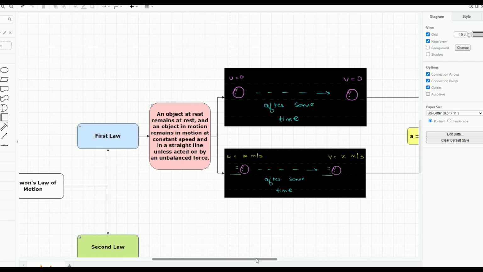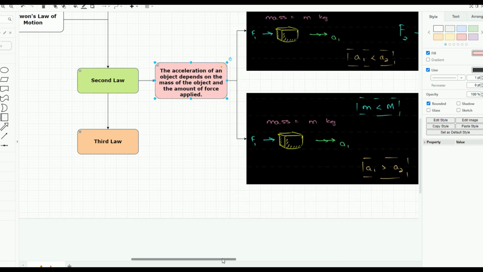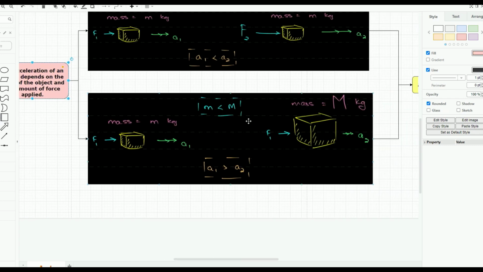Okay, so the first law talks about when there is no force, the acceleration is 0. The second law talks about the acceleration because there is a force. That is, there is a net force, either positive or negative. The acceleration of an object depends on the mass of the object and the amount of force applied. What does that mean? I have explained with these 2 sets of diagrams.